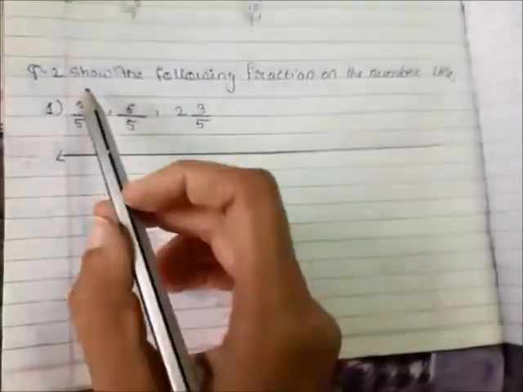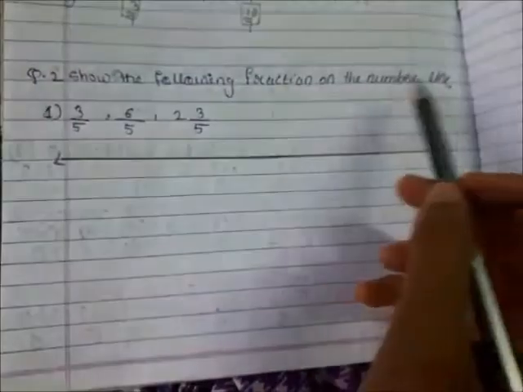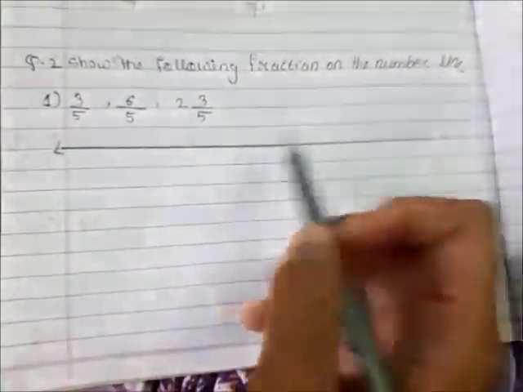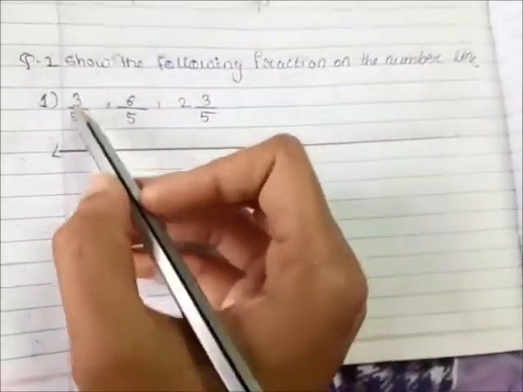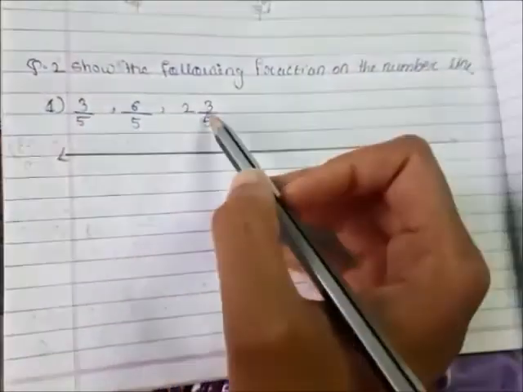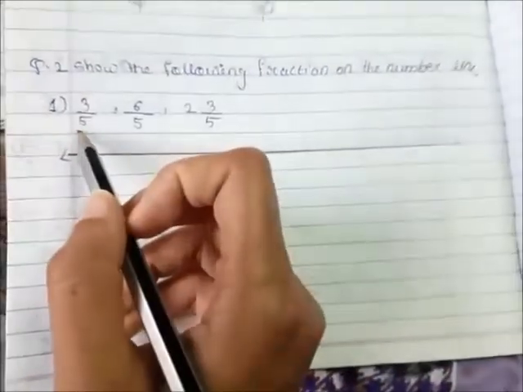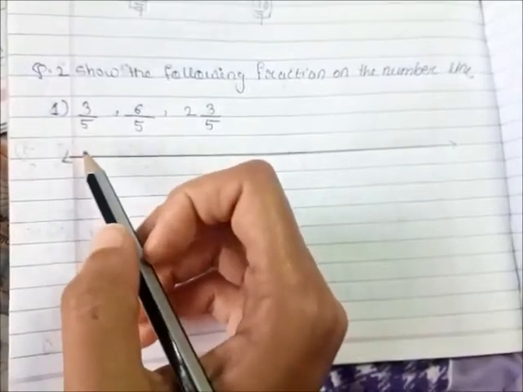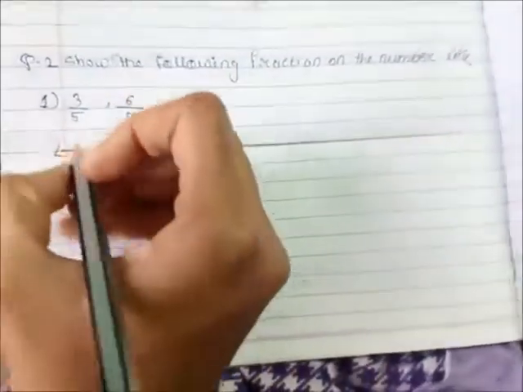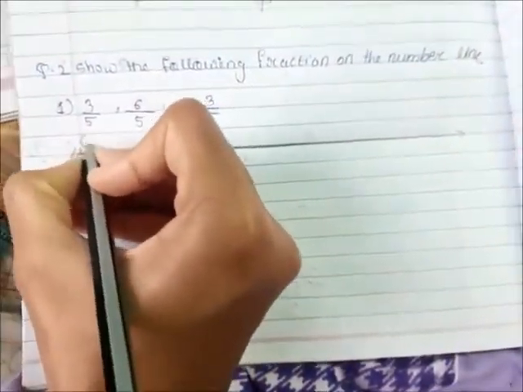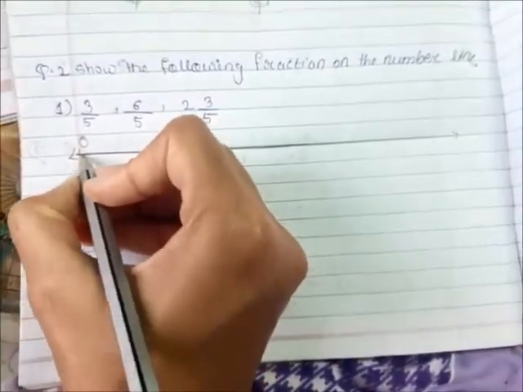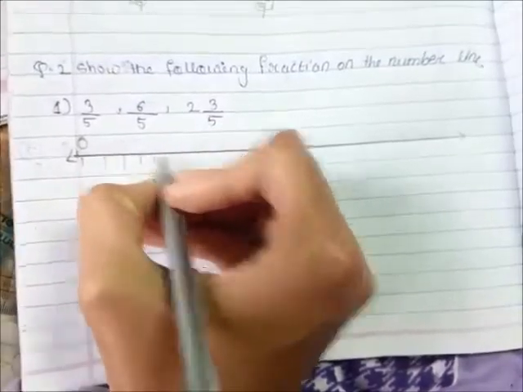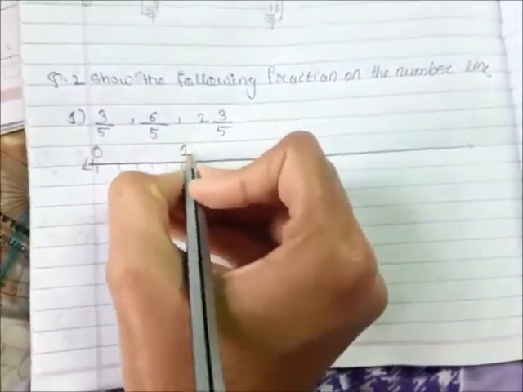Hello students. So question number 2 is, show the following fractions on the number line. We are given some fractions and need to show them on a number line. The first numbers are 3 upon 5, 6 upon 5, then 2 3 upon 5. The base number is 5, which means we divide 0 to 1 into 5 columns. If this is my 0, then I divide into 5 columns, 1, 2, 3, 4 and 5, means this is my 1.